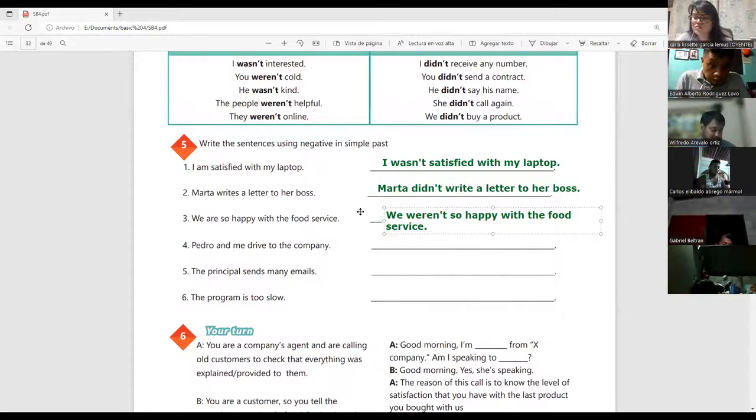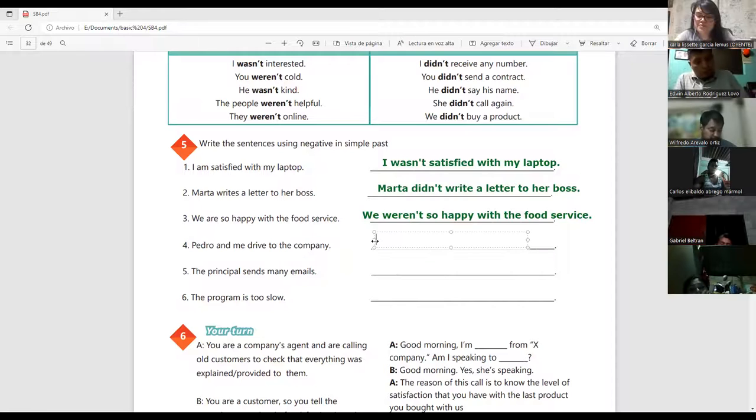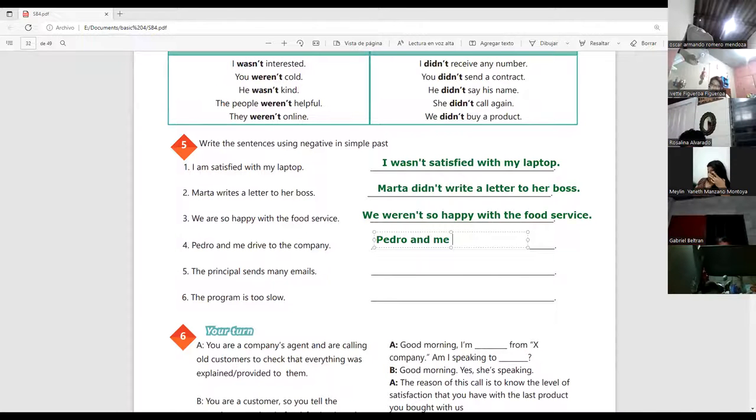That's nice. Thank you. All right, Elivaldo, next one. Pedro and me drive to the company. Pedro and me weren't drive to the company. Weren't, puso. Weren't, yes. ¿Y dónde está el presente del to be en esa oración? Ah, okay, sí, sería, they not. Mm-hmm. Pedro and me, they not to the company. Drive to the company. Drive, muy bien. Excellent. To the company. Super bien. Very nice. Pedro and me didn't drive to the company. Very good.